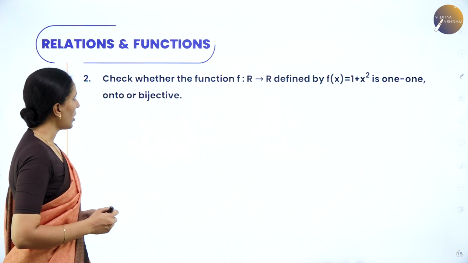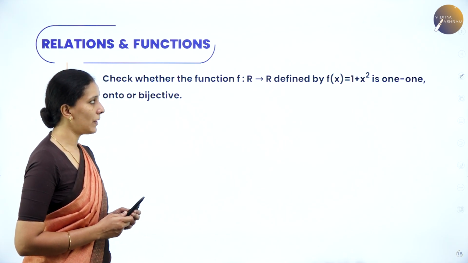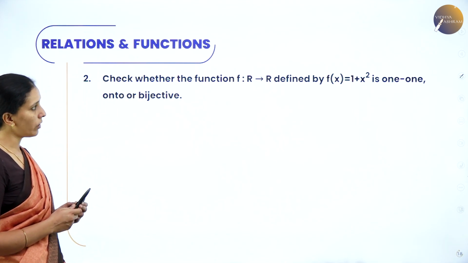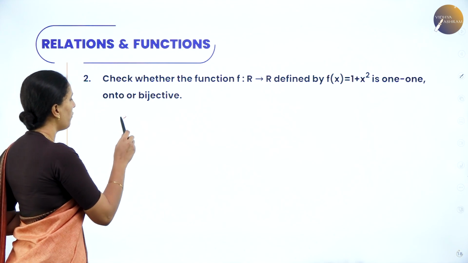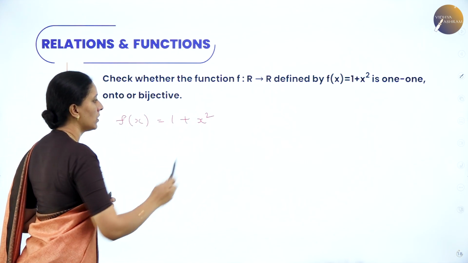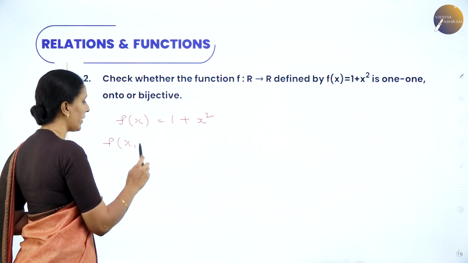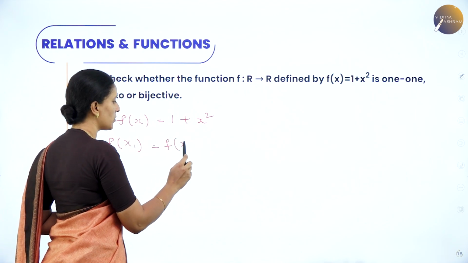Next question. Check whether the function f from R to R defined by f of x is equal to 1 plus x square is one-one, onto, or bijective. Now, f of x is equal to 1 plus x square. So let's take f of x1 and f of x2. f of x1 is equal to f of x2.